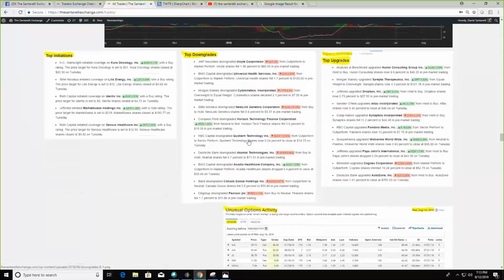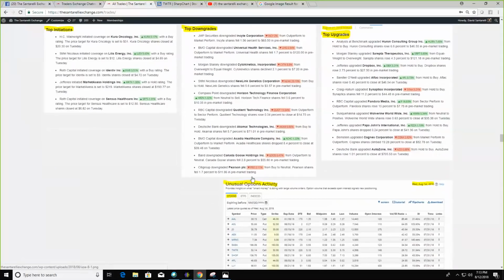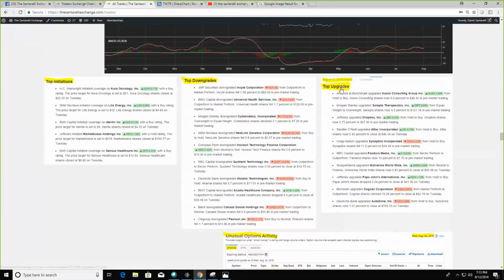So here, I send email alerts out to my members. I say, hey guys, here's the top initiations, downgrades, upgrades, and then I also send the unusual options activity out for that day. I send the stocks and ETF UOA, which is unusual option activity, out to members each morning. You see, it came out 9:08 in the morning. So what you do is you quickly scan through the charts on these.